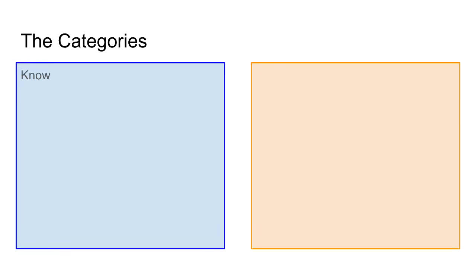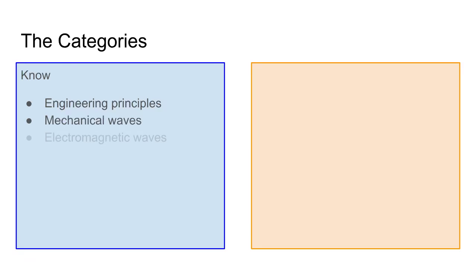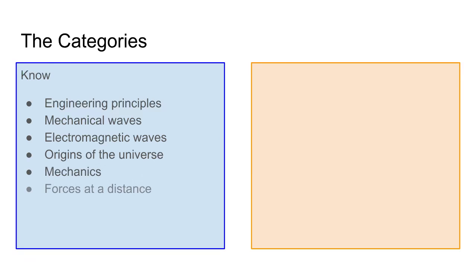For the list of things students need to know, we have engineering principles, mechanical waves such as earthquakes and sound, electromagnetic waves, the origins of the universe and stellar evolution, mechanics, which includes Newton's laws and momentum, forces at a distance, including gravity, electricity, and magnetism, and finally, converting energy from one form to another.